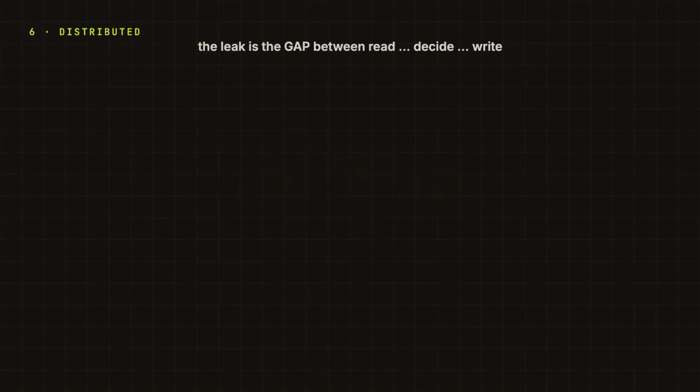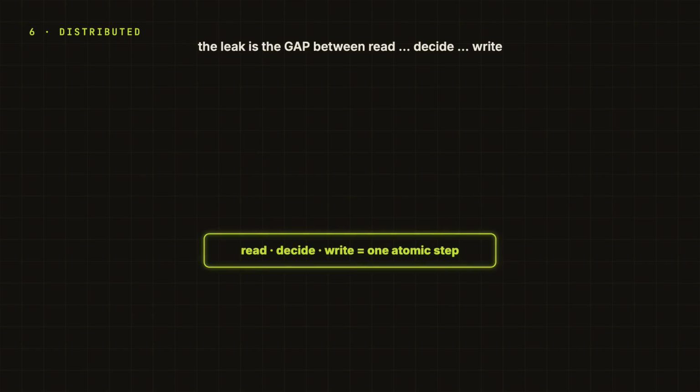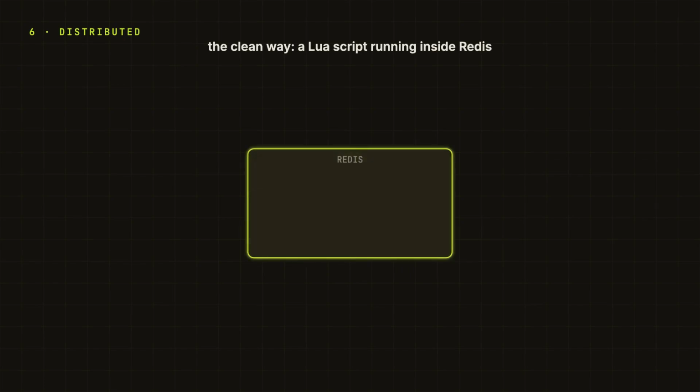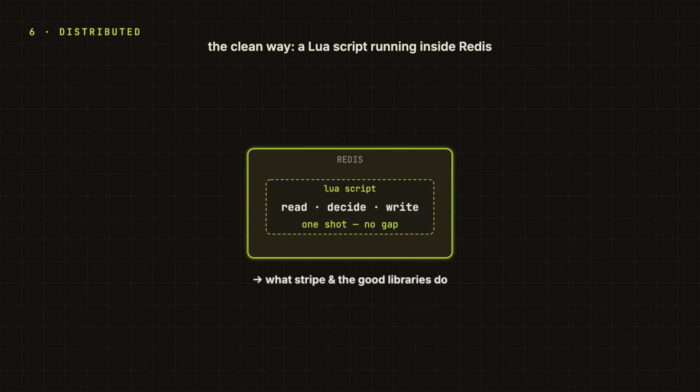Fair enough. The race shows up when it's read, then separately decide, then separately write, like a token bucket reading the token count and then writing it back. That gap is the leak. So the fix isn't use the INCR command. The fix is to make the whole read, decide, write happen as one atomic step. And the clean way is a tiny Lua script that runs inside Redis, doing all three steps on the server in one shot, with no gap for anyone to slip through. That's what Stripe and the good libraries actually do.